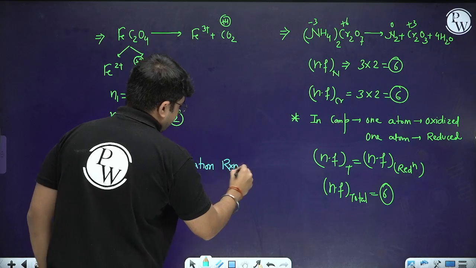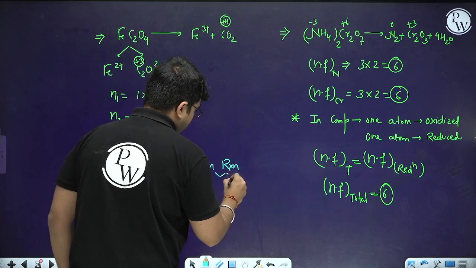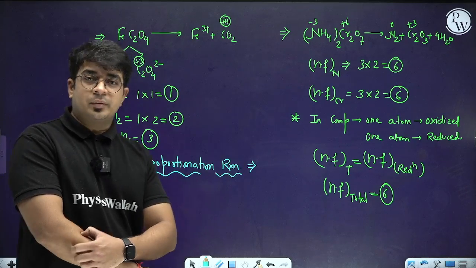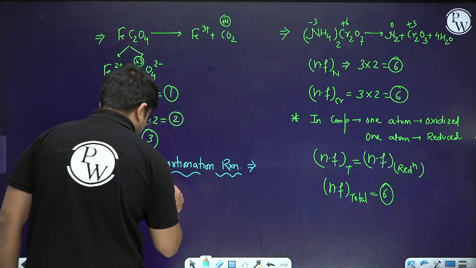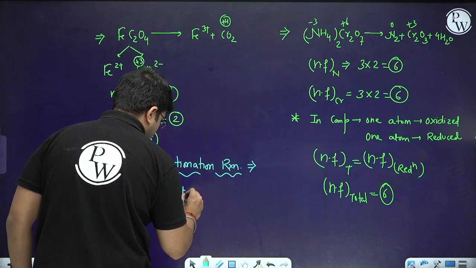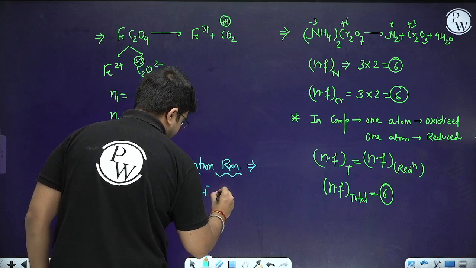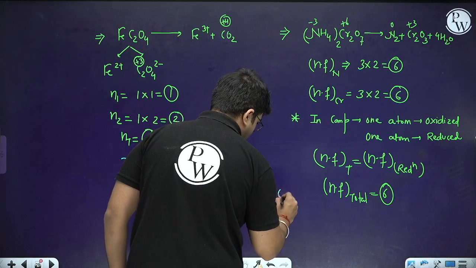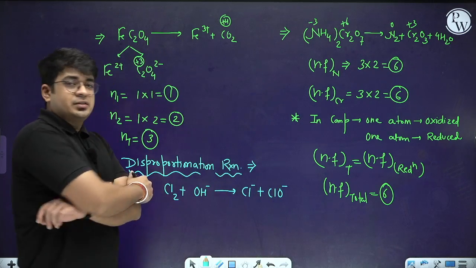So in case of disproportionation reaction, how are you going to calculate that particular part? It's again very easy. Let's say I'm talking about the reaction Cl2 plus OH negative converting into Cl negative plus ClO negative. Let's say this is the reaction.